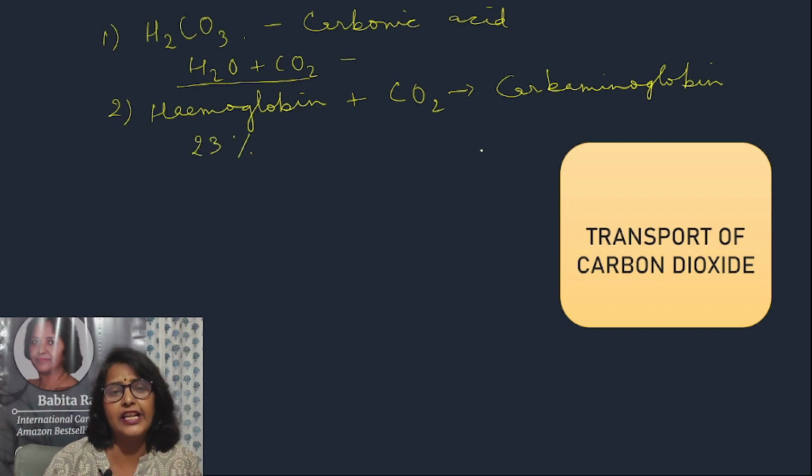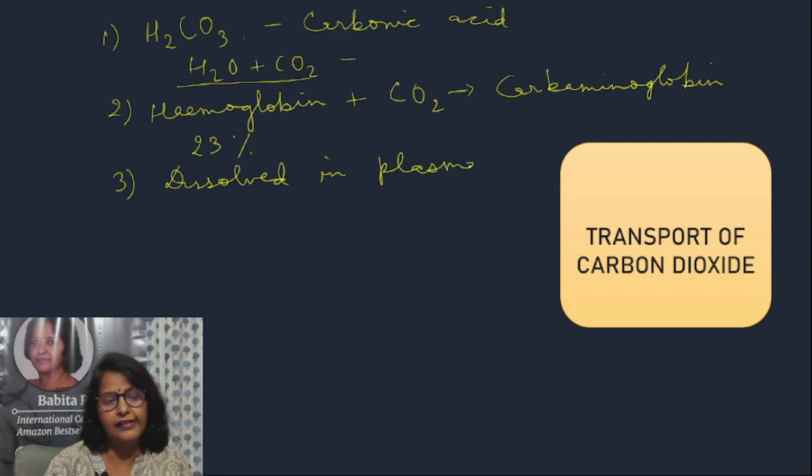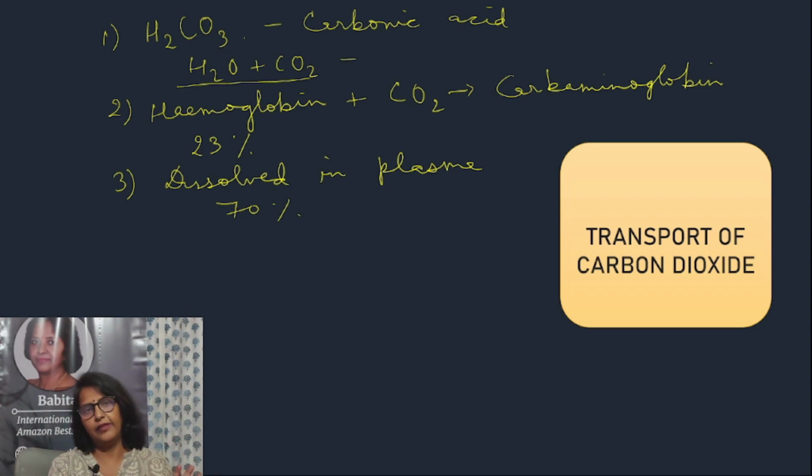23% of carbon dioxide is carried when it combines with hemoglobin and forms carbaminoglobin. And the major part is dissolved in plasma. 70% of it is dissolved in plasma. So this is how carbon dioxide is being transported in our body. So this is all about the mechanism of breathing and the transport of carbon dioxide and oxygen in our body.